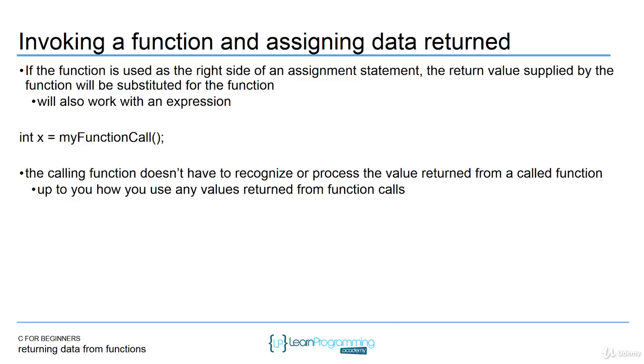The calling function doesn't have to recognize or process the value returned from a called function. You don't need to have that assignment there. If a function is returning data and you don't care about that data, you don't have to have the equals at all. You can just invoke the function. It wouldn't really make sense because if it's returning data, it means that you probably need to look at it. But you don't have to do it. The compiler is not going to complain if you just invoke a function and don't handle the data. It's up to you how you want to use the data that's returned from function calls.